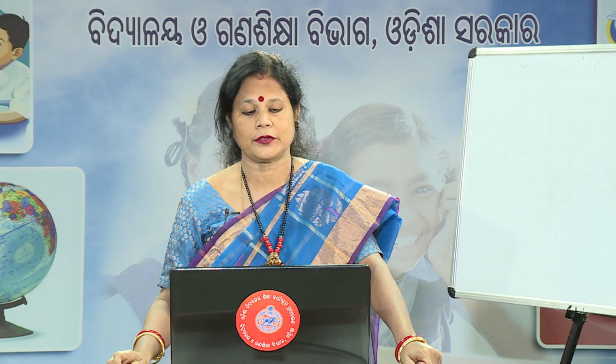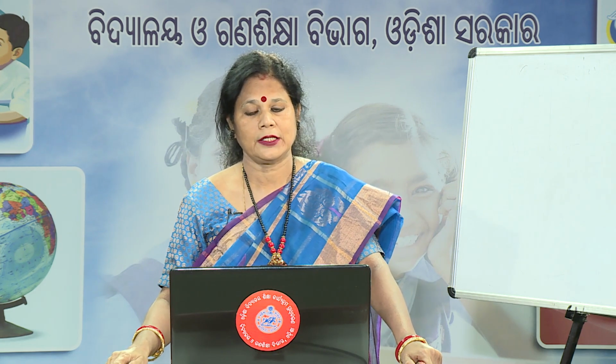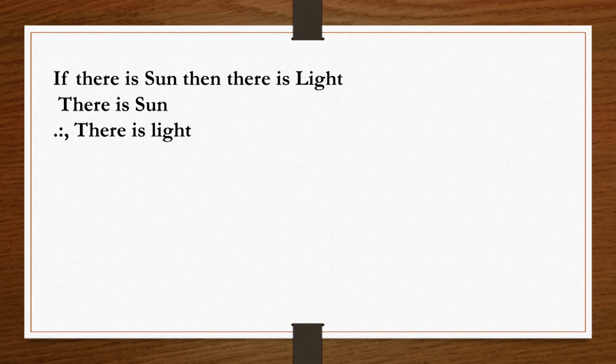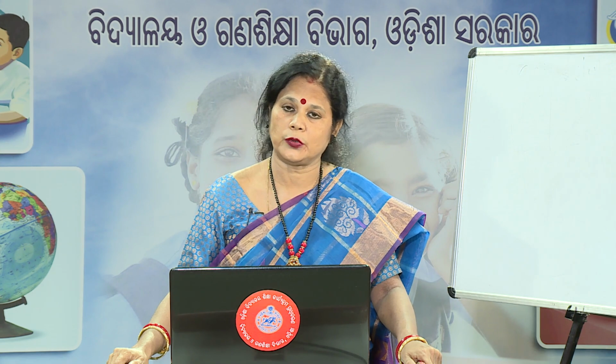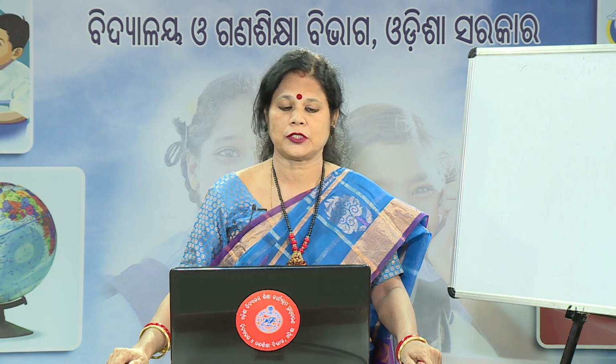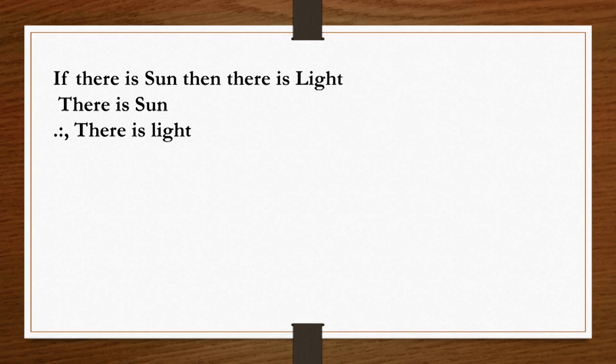एठी गोटे आर्ग्यूमेंट देखो, if there is sun then there is light. Minor premise, there is sun, therefore there is light. So here the conclusion follows from the two premises taken jointly. आमे केमिति जानुछु जे conclusion follow करूछि? From the logical relation that holds between the two propositions. ए जो दुईटा proposition अछि, if there is sun then there is light and there is sun. ए जो दुईटा proposition, ए दुईटा proposition भितरे गोटे रहिछि logical relation.